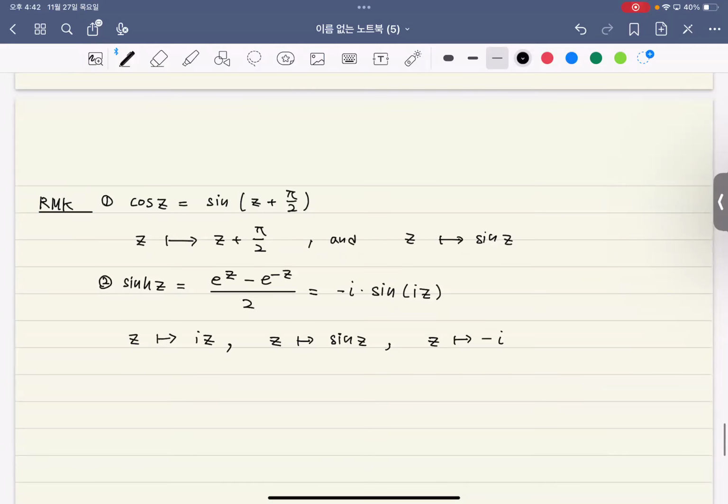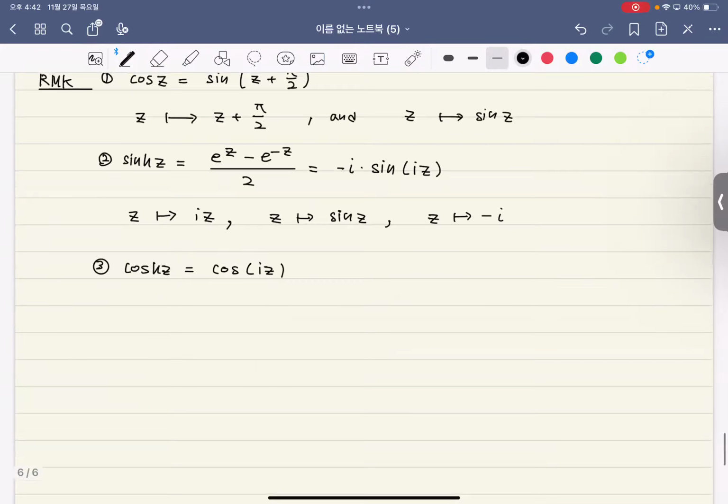And finally, the hyperbolic cosine is this. Provided that you already understood the complex cosine function, the complex hyperbolic cosine is nothing but a rotation by 90 degrees composed with the complex cosine. So technically, this is how you understand all these functions.